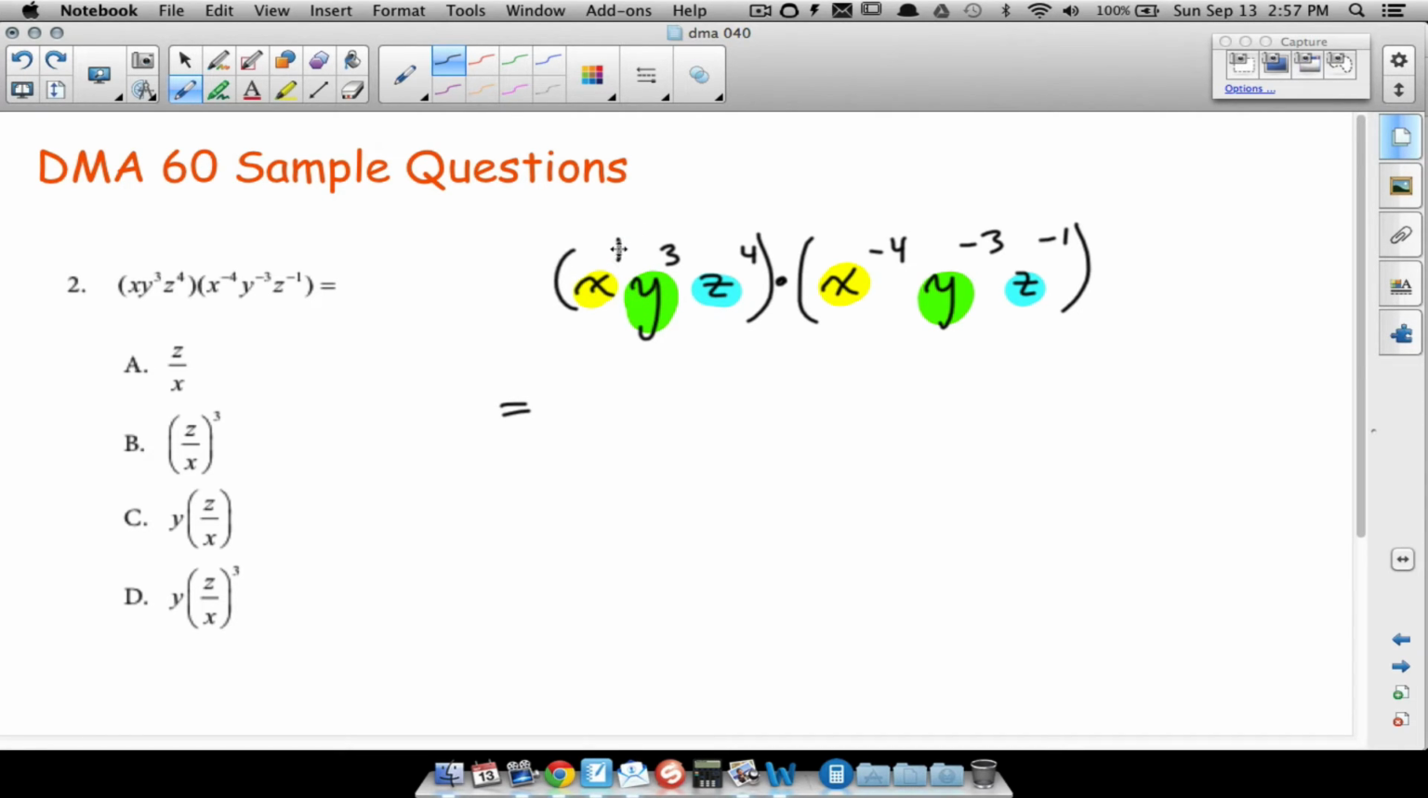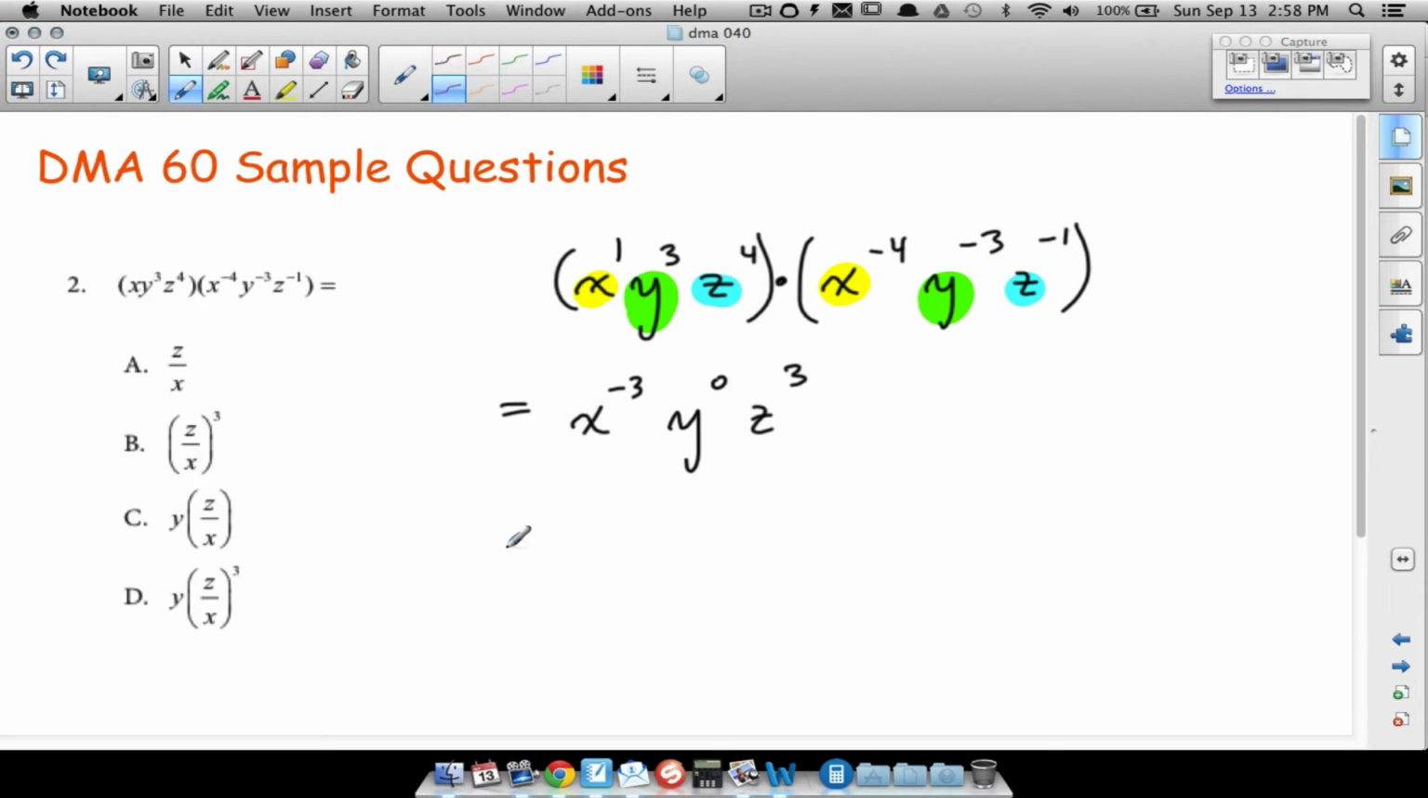For example, this x right here, it does have an exponent. It's 1. X to the first is the same thing as just x. But when we add this exponent to this exponent, since we have like bases, 1 plus a negative 4 is going to be x to the negative 3. Let's do the same thing with our y's. So we got y to the 3rd times y to the negative 3. We add these two exponents, we get y to the 0. Do the same thing with your z's. So z to the 4th times z to the negative 1. 4 plus negative 1 equals z to the 3rd. Now, all these things are getting multiplied together, but you don't really need to put those dots there.